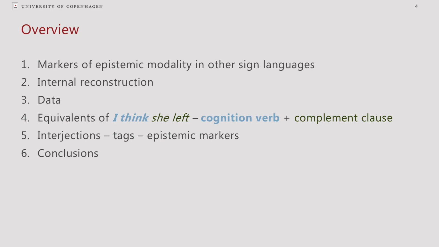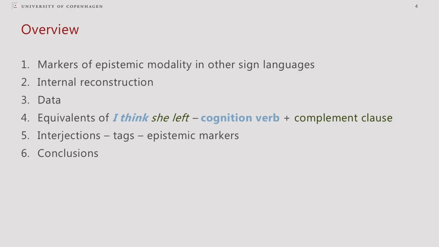So here's an overview of my talk. I'll first say something about markers of epistemic modality in other sign languages. Then I'll say a little bit about the method that I've used, internal reconstruction. I'll present the data. And there were many ways that signers expressed their uncertainty in these data. But I'll focus on 2 areas.